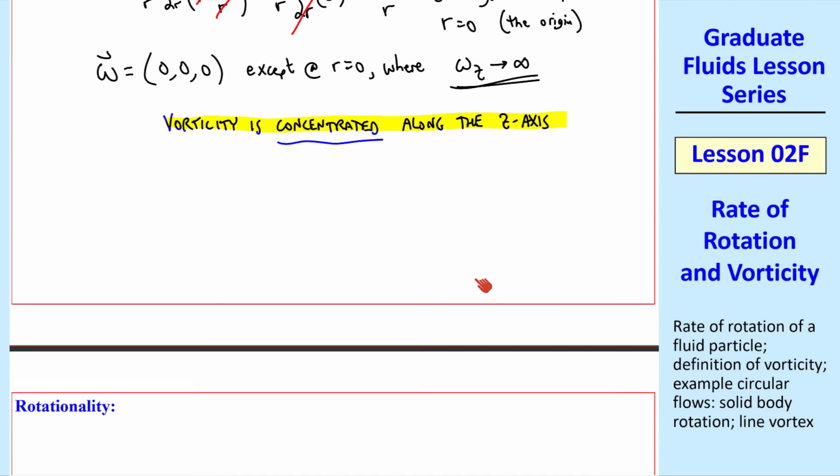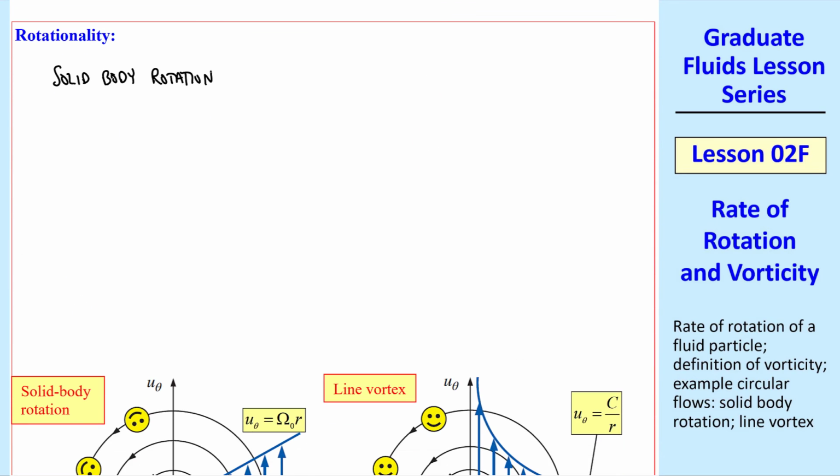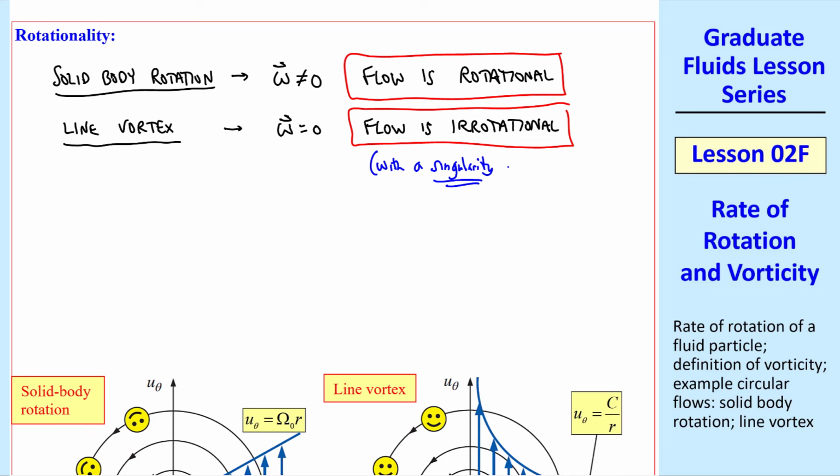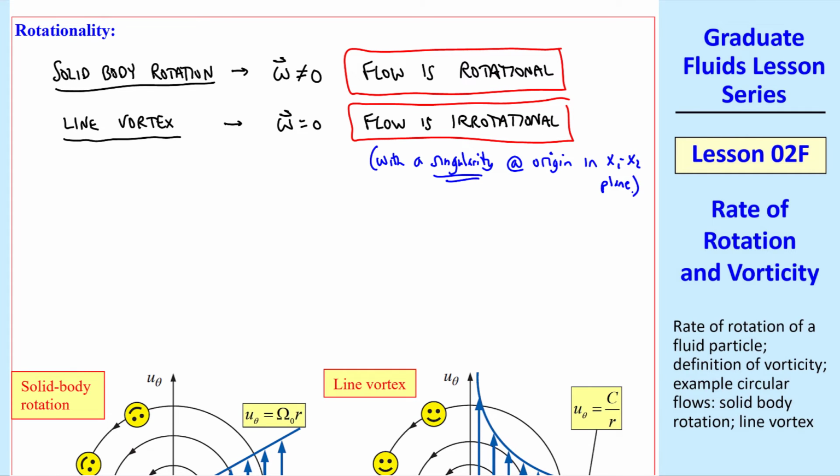This leads us to the concept of rotationality. Consider again our two flows. For solid body rotation, omega was not 0. This flow is what we call rotational. For the line vortex, omega was 0, so we say that this flow is irrotational. However, we have a singularity at the origin in the x1, x2 plane. Let's ignore this singularity for now and look at the rest of the flow.